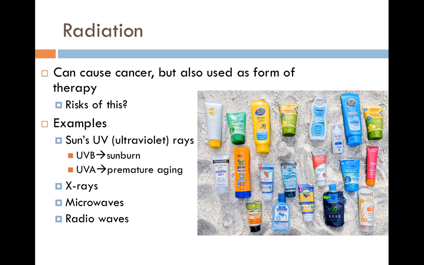Other common examples of radiation that we experience daily are X-rays, microwaves, and the waves that are emitted from the radio whenever you listen to your music. So overall, whenever you buy a sunscreen, it's good to make sure that the bottle advertises as broad spectrum protection.